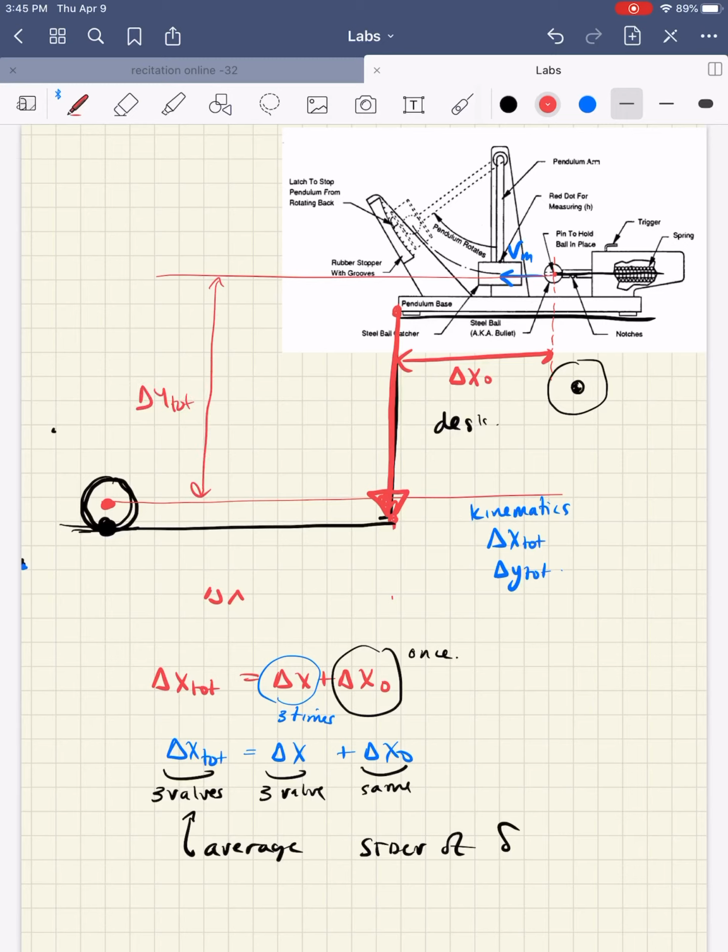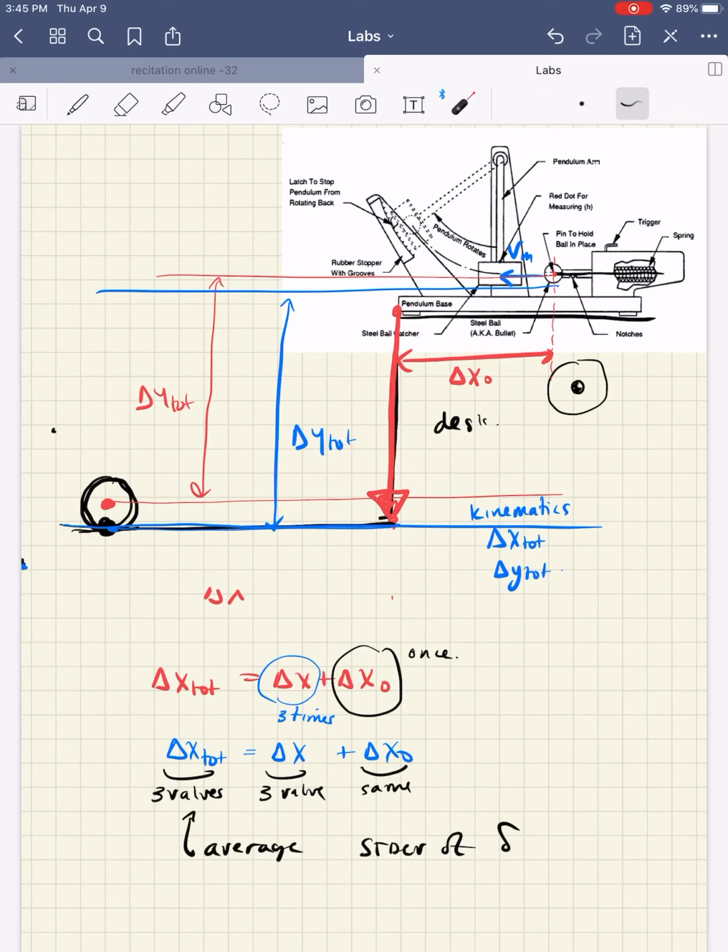That's what I want to measure, is the same as measuring from the bottom of the ball to the bottom of the ball. This is also delta Y total. See what I'm talking about here? So delta Y total, I can measure directly from the ground. Well, actually, it's going to have to be comprised of two measurements. One from the pendulum base to the ground, and the other from the bottom of the ball to the pendulum base.